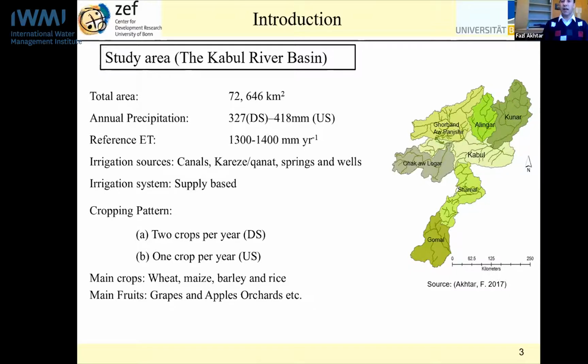The irrigation system in the Kabul River Basin is entirely supply-based. So as much water as is available, the distribution takes place based on the amount available.